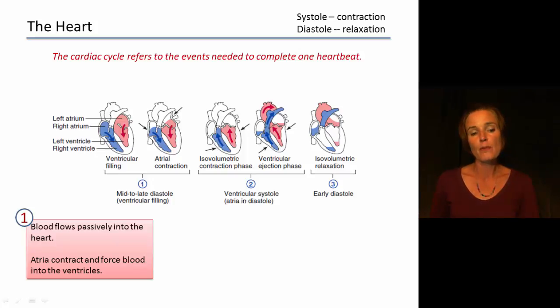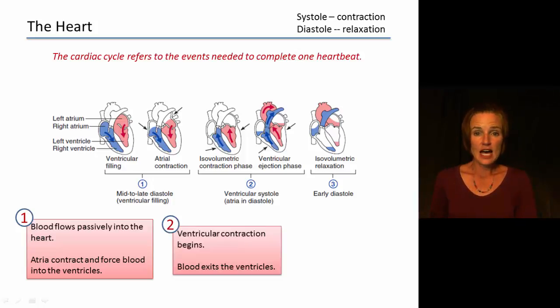If you look at the steps that are involved right here, the first thing that happens is that the blood is going to flow passively into the heart. When the blood flows passively into the heart, it's going to enter the atria. The atria are going to contract, and when they contract or squeeze, that is going to force the blood into the ventricles.